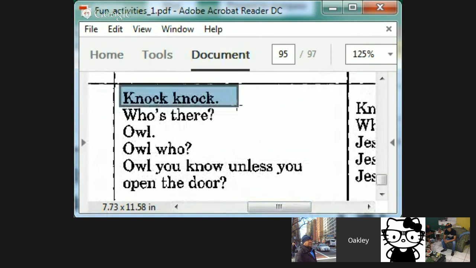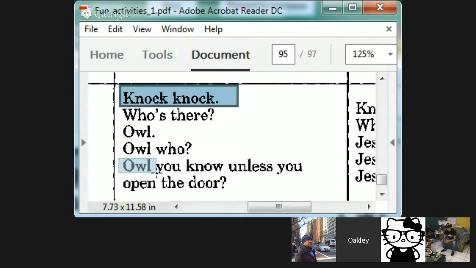Knock knock. Who's there? Howl. Howl who? How do you know unless you open the door?